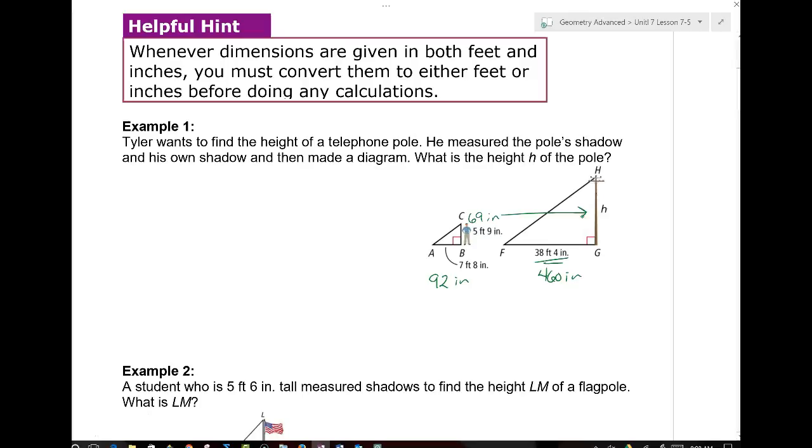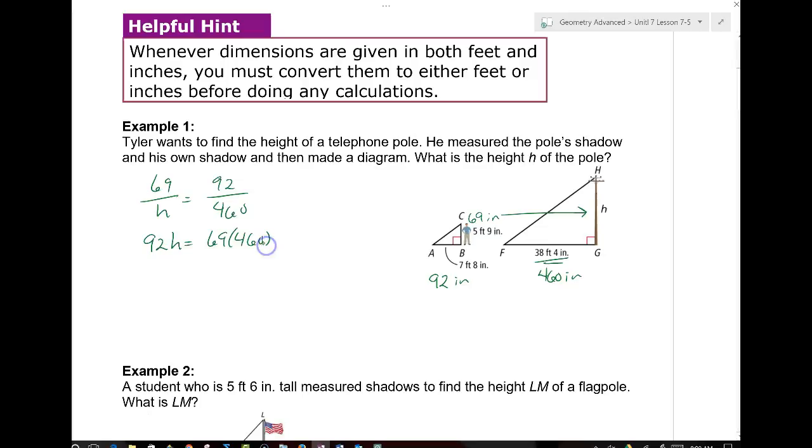The height of the person is going to go to the height of the pole. So I can go 69 is to h as, well, we're going to go the small one again, 92 inches is for the shadow as 460 is to the shadow. This is when you're going to cross multiply. I get 92 times h is equal to 69 times 460.